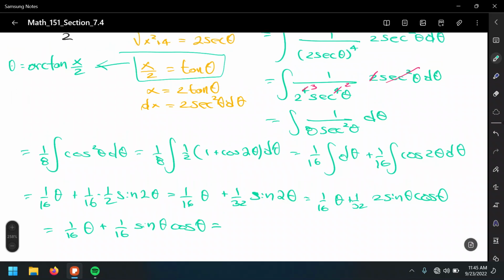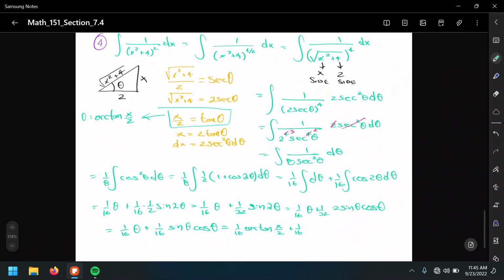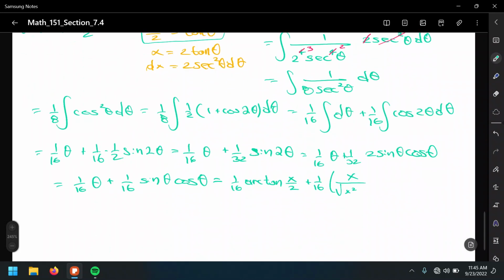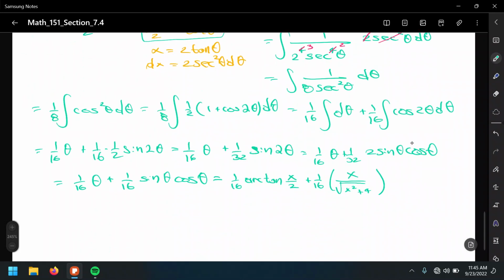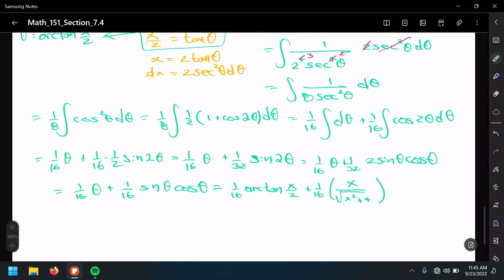Number one, theta equals arctan of x/2 plus 1/16 times sine. Okay, sine for our triangle. Sine, which is opposite over hypotenuse, that's x over the radical. Agreed? Okay, so that's x over the radical, x squared, what's that? x squared plus 4. Times cosine. Go back to the triangle. Cosine, which is adjacent over hypotenuse, which is the constant over the radical.